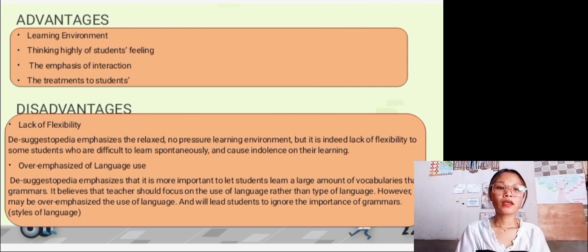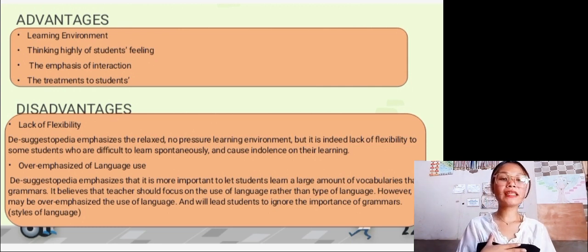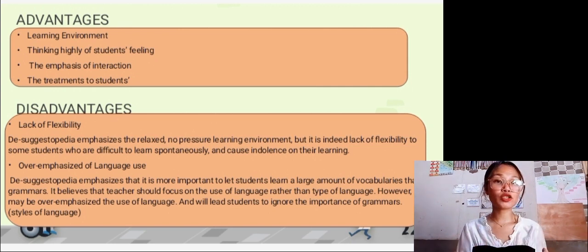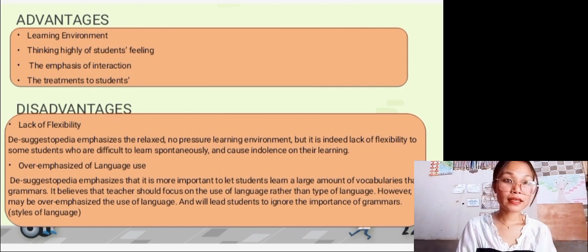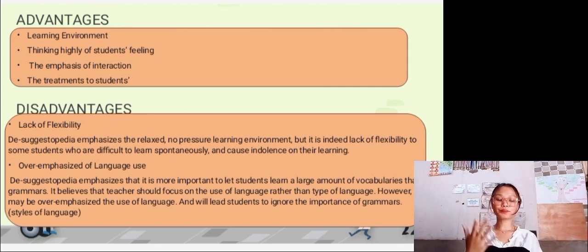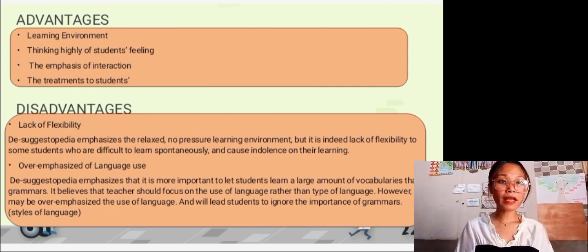So these advantages contribute to creating a conducive learning environment that supports students' emotional well-being and encourages active participation, and it may foster a positive attitude towards mistakes as a part of the learning process in Suggestopedia. So if it has advantages, it also has disadvantages.